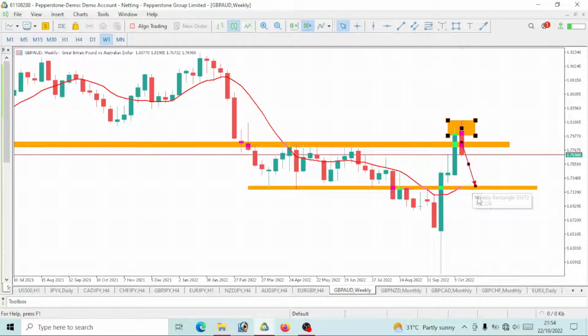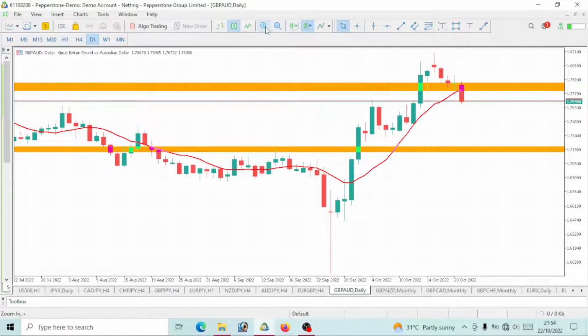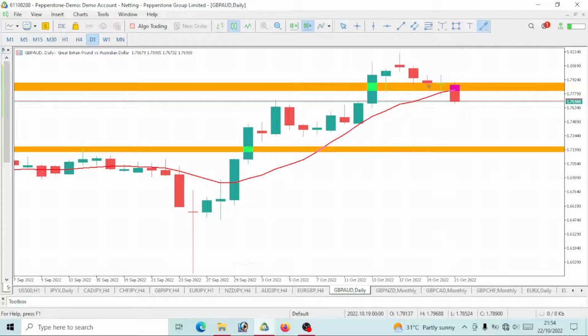So we still have about 500 pips bearish move to be made on GBPAUD. That would now take us to the daily time frame. So we are starting to have this bearish move. Take a look at this impulse move downward. Here comes the correction, right? And now we are on an impulse move downward.